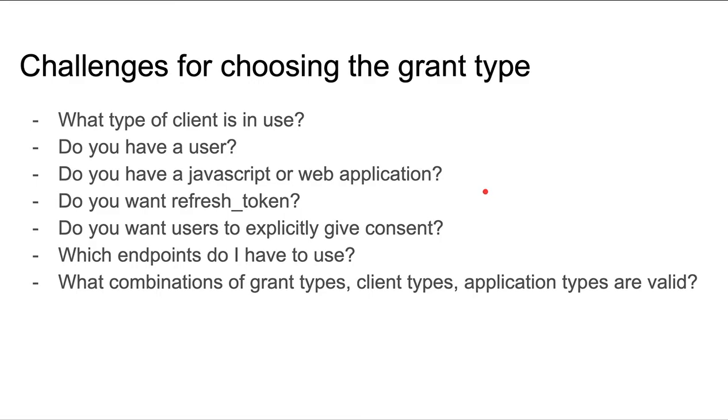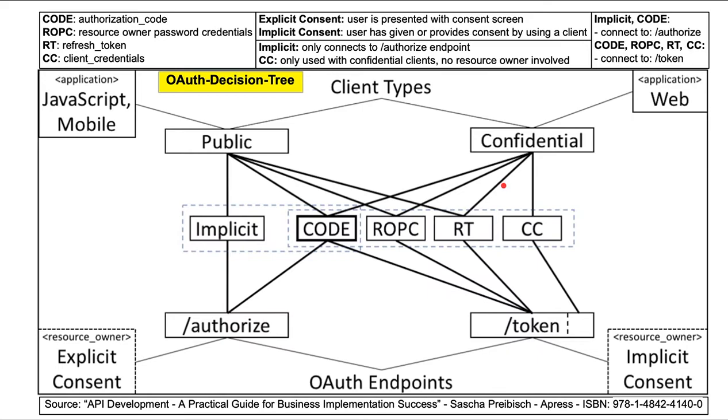But of course, it's not always easy to choose the grant type. It depends on the client type that you're using, if you have a user or if there's no user involved, if it's a JavaScript or maybe a web application. Would you like to support a refresh token? And then of course there are combinations that are valid and that are not valid according to the protocol or the framework. So in order to make this easier to figure out, I've created an image a while ago for my book about API development, and the image looks like this.